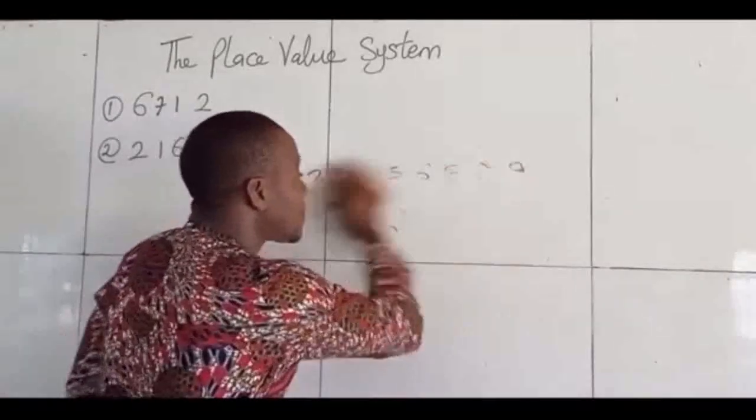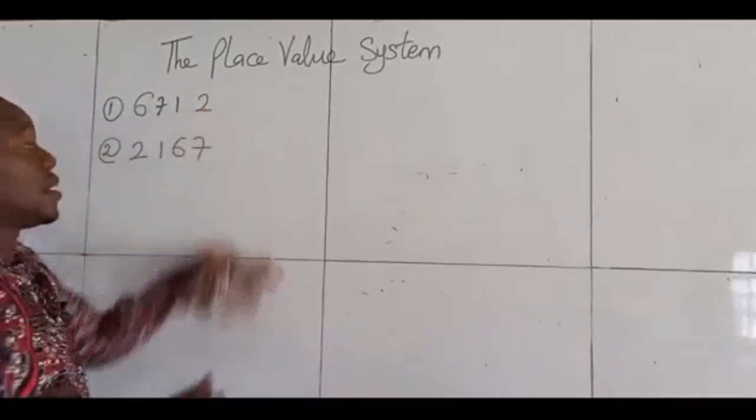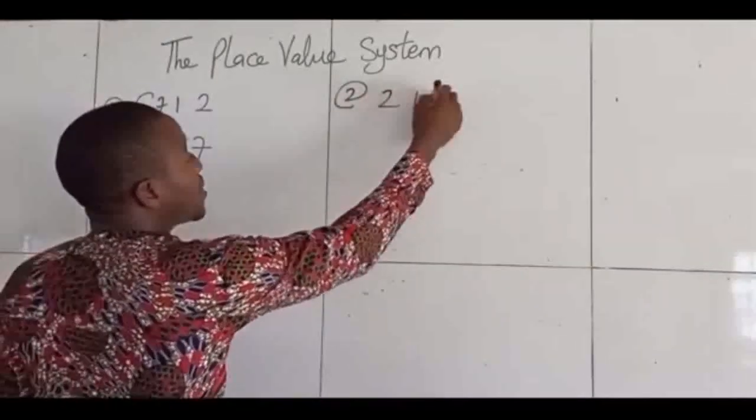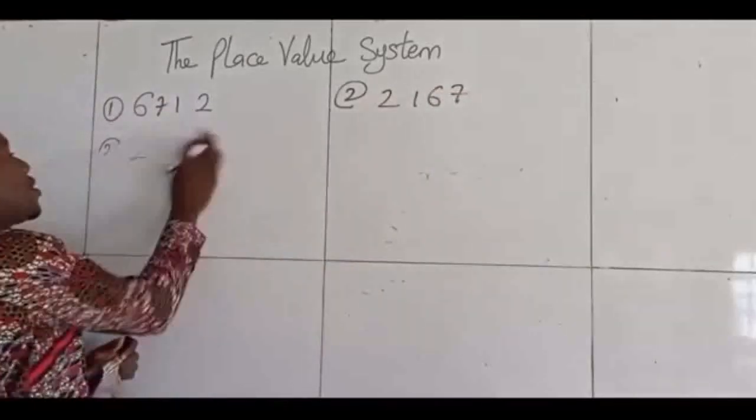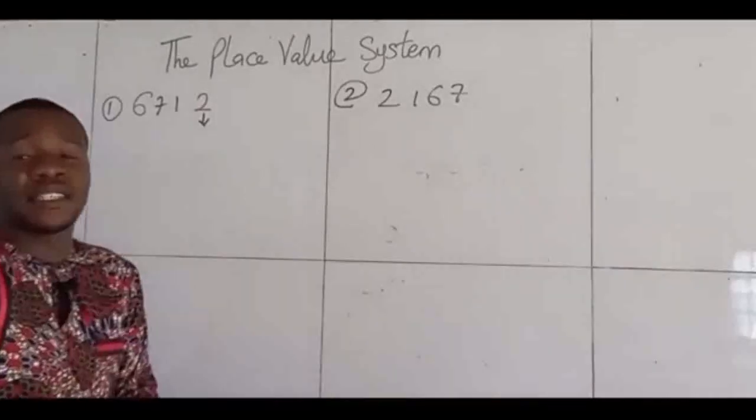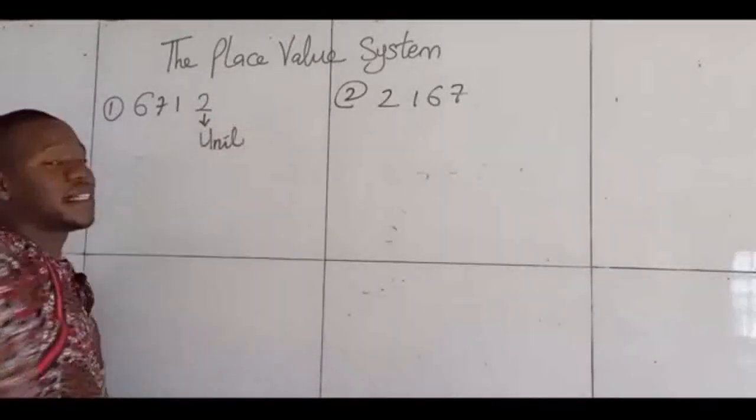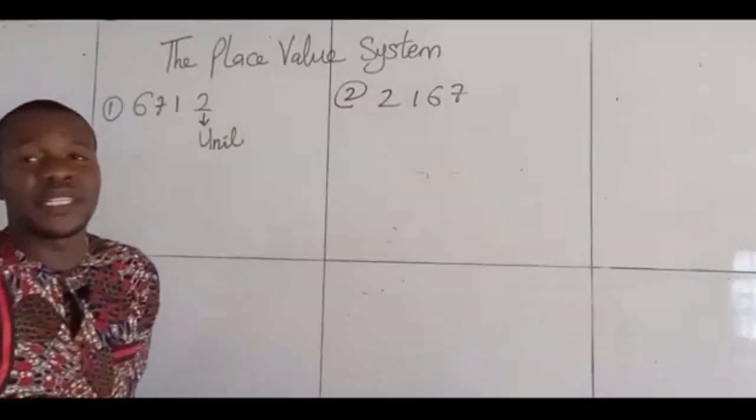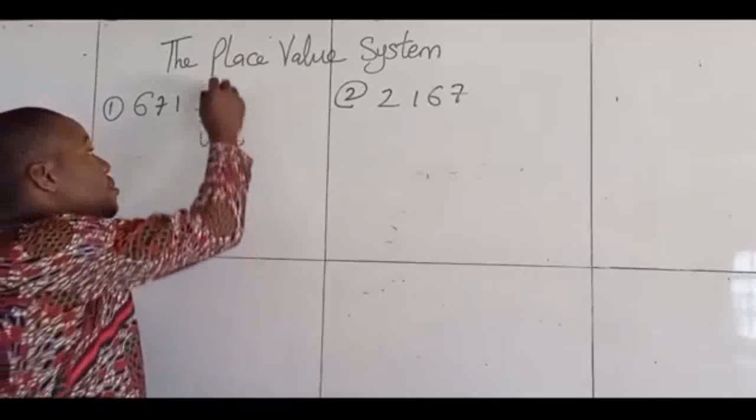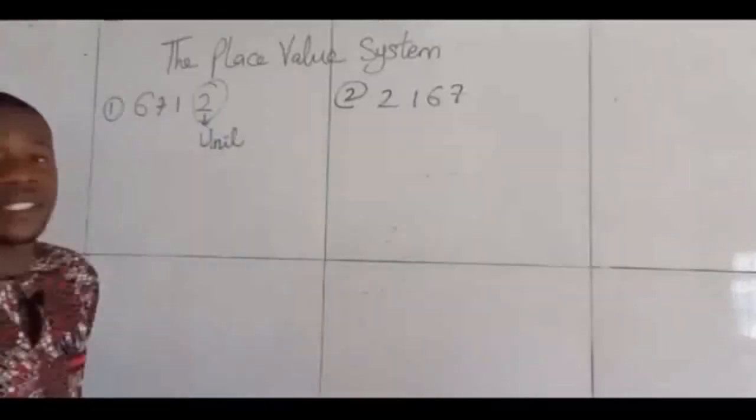All right. So when we talk of 2, the last number here, can I just quickly write this here? 2167. The last number here, 2, is in the value we call the unit. The unit. Unit means 1. So we can multiply 2 with 1, and that still gives you 2. That means this digit is 2.